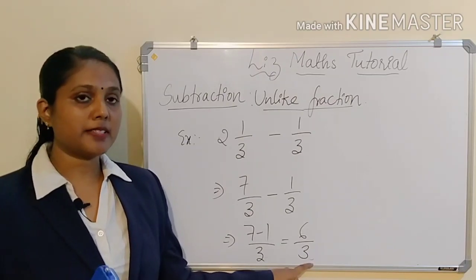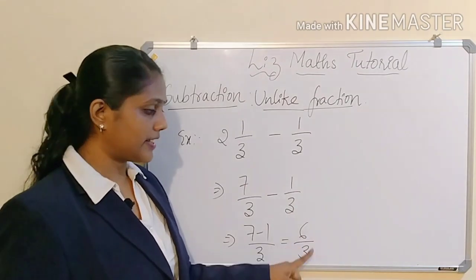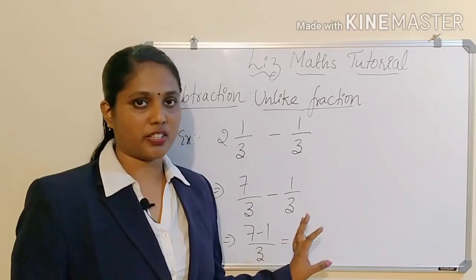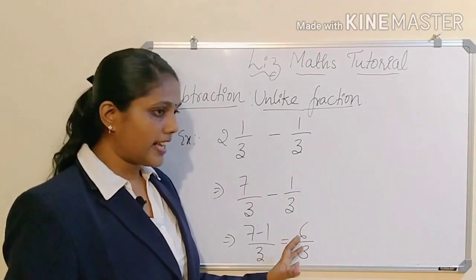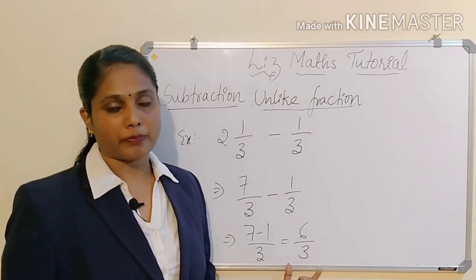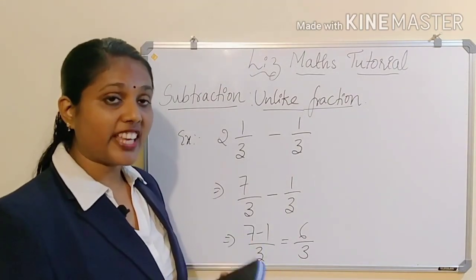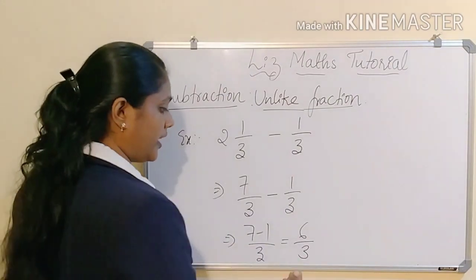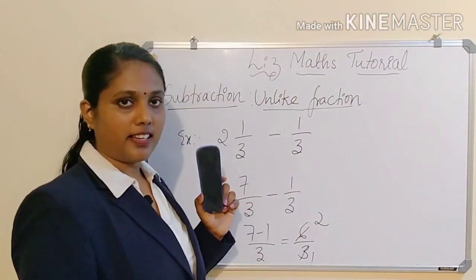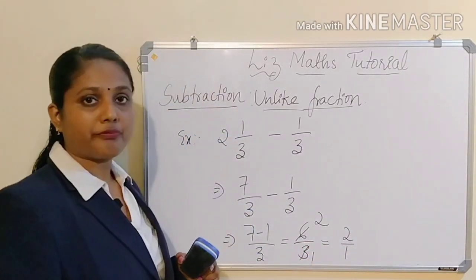Sometimes it will come with these types of numbers that can be cancelled with the same table. So you have to write the simplified answer only. When you get the final answer, you have to check whether it is in the simplest form. Got it? Simplest form means we have to cancel as much as we can by the table. So here you know that 3 ones are 3, 3 twos are 6, isn't it? Here we will get 2 by 1 as a fraction.